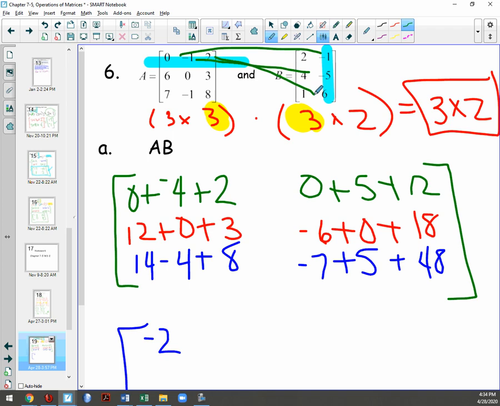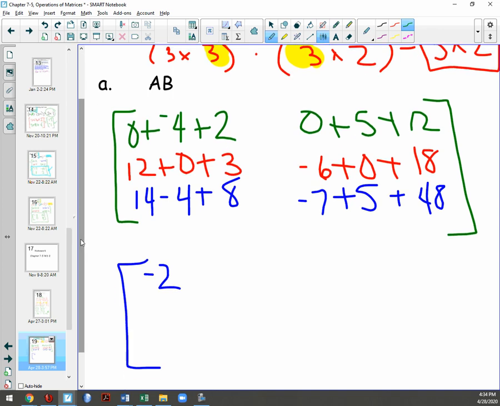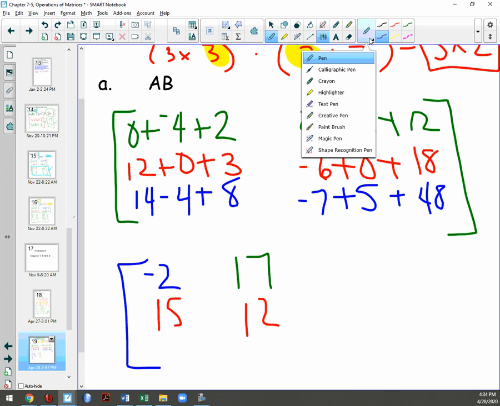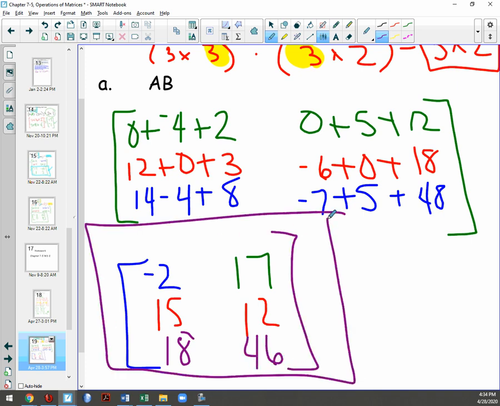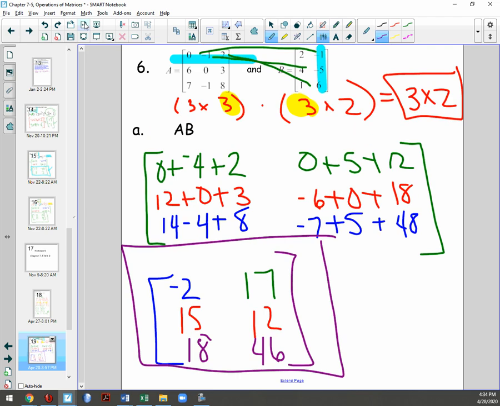So as you're doing this, you want to check your math and make sure that what you did was correct. Okay? So 0 plus 5 plus 12 is going to be 17. Then you're going to come over here and you're going to do 12 plus 3, which is going to give you a 15. Negative 6 plus 18 is going to give you a 12. 14 minus 4 is 10, plus 8 is going to be 18. Negative 7 plus 5 is going to be negative 2, plus 48 is going to be 46. So this is going to be A times B. And is it a 3 by 2? Yes, it is. So that is correct.